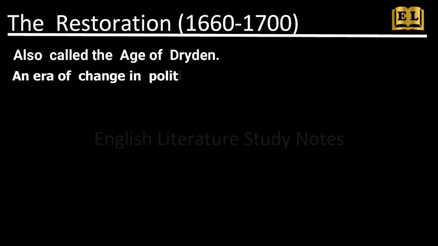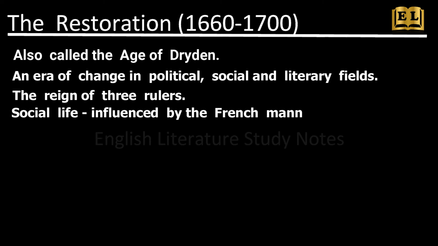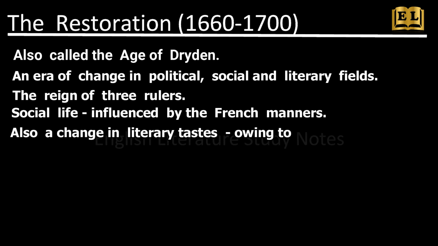In English history, the period from 1660 to 1700 is called the Restoration period. It is also called the Age of Dryden. This was an era of change in political, social and literary fields. The period saw the reign of three rulers. The social life of this period was influenced by the French manners. There was also a change in literary taste during this time owing to the French influence.